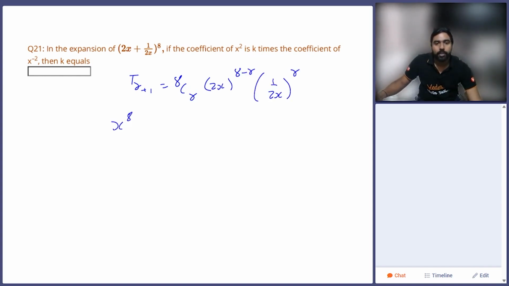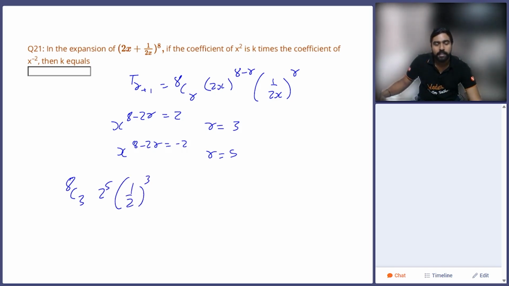So what is the power of x? Overall power of x is 8 minus 2r. Equate this as 2, you will get r equals 3. Equate this as minus 2, you get r equals 5. Okay. Now for the coefficient of x square, I will put r equals 3. I'll get 8C3 into 2 power 5 into 1 upon 2 power 3. This is the coefficient of x square. This is said to be k times the coefficient of x power minus 2, which is 8C5 into 2 power 3 into 1 by 2 power 5.